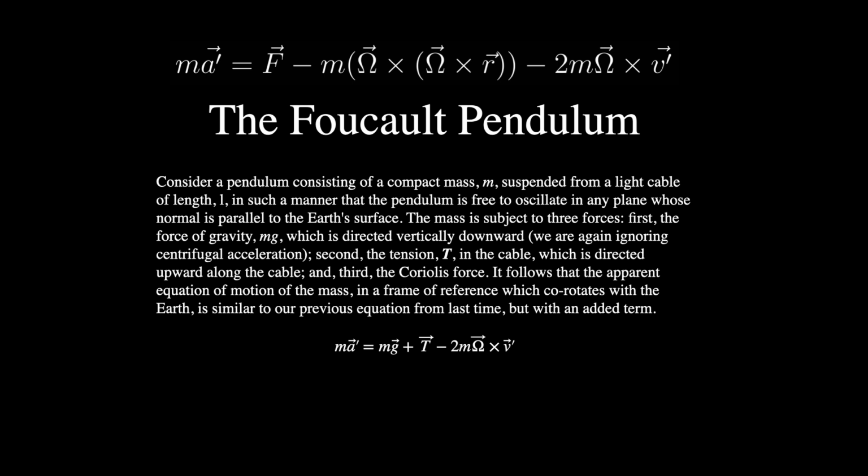The mass is then subject to only three forces. First, the force of gravity, which is directed always downward. Second, the tension in the cable, which is pulling upward. And third is the Coriolis force, which is due to the rotation of the Earth. So because of the equation of motion of the mass in the reference frame that we're going to be looking at, we have a new equation shown below, where the capital F is replaced by mg plus T, and so those are our two forces. We are ignoring the centrifugal force in this analysis.